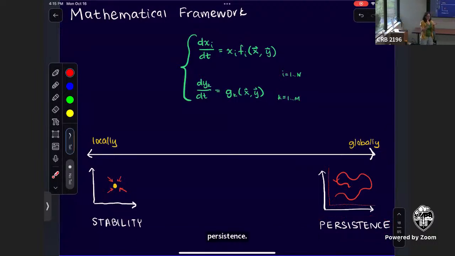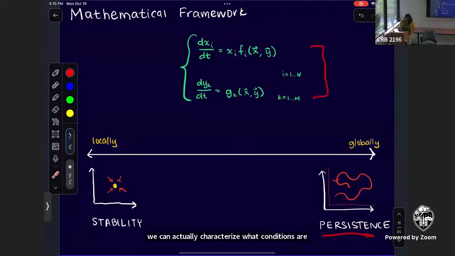It's basically saying if you start with some initial population density, then over time, it stays in a region where it does not get close to 0. So it's bounded away from 0. There's some lower bound, and it stays above that lower bound for all of time, right? So I tried to draw that in this picture. And so we can actually characterize what conditions are needed on these equations in order to get persistence and stability.